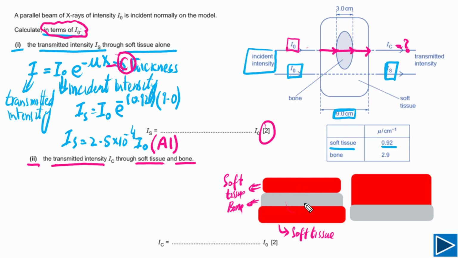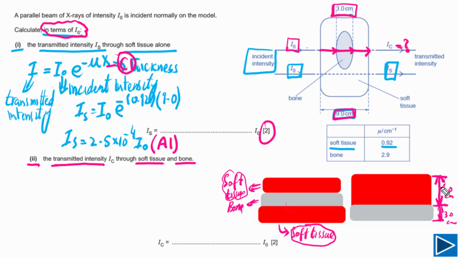Now we can combine these two together, I mean the soft tissue we have here and the soft tissue we have here. So you can see I have combined these two here. This is the soft tissue, and the thickness of this soft tissue is equal to 6.0 centimeters, and the thickness of bone is 3.0 centimeters. As you can see, the total thickness is 9.0 centimeters and the thickness of the bone is 3.0 centimeters.